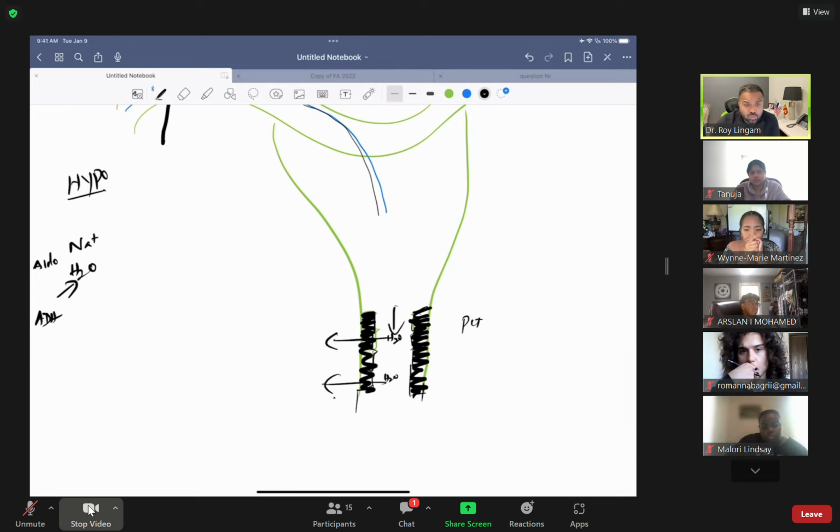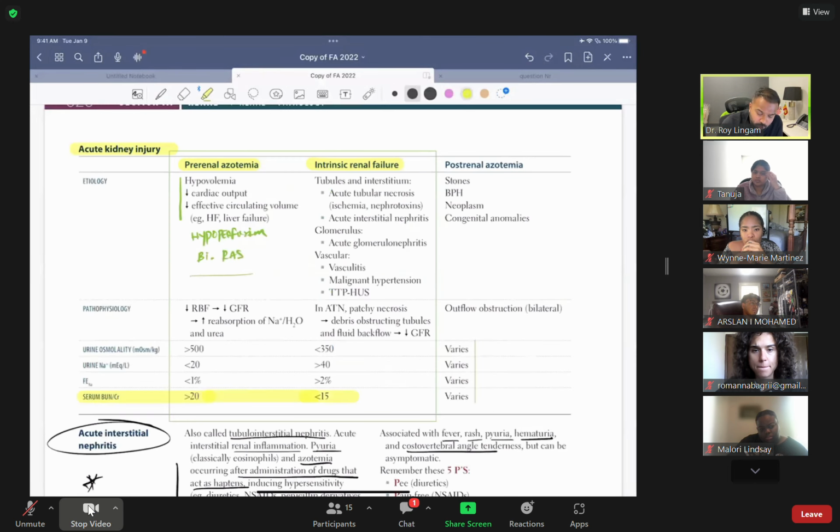The urine should be well concentrated because we took all the water away from there. Does that make sense, folks? Because we reabsorbed all the water, the urine is so concentrated. So the urine osmolarity is very high, more than 500. Urine osmolarity is very high because they are reabsorbing all the water with the help.